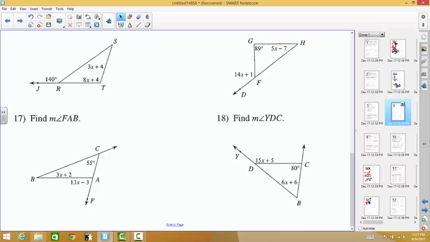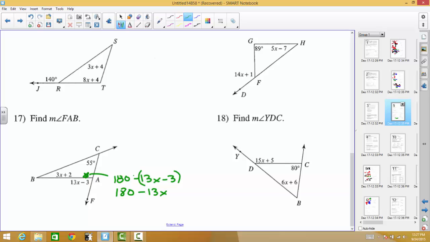How about 17? So, in 17, the grand finale, this angle is 180 minus 13x minus 3. It's minus the whole entire thing. So what that really is 180 minus 13x, and then you're minusing a negative, so that's a plus 3. So that's really 183 minus 13x.